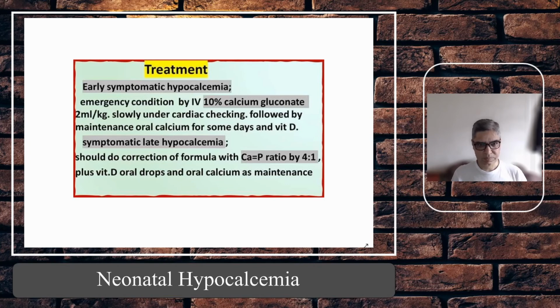For symptomatic late hypocalcemia, you should correct the formula with a calcium to phosphate ratio of 4:1. So for every 1 part of phosphate, they have to have 4 parts of calcium as well. And you have to prescribe some oral vitamin D drops and oral calcium as maintenance as well.